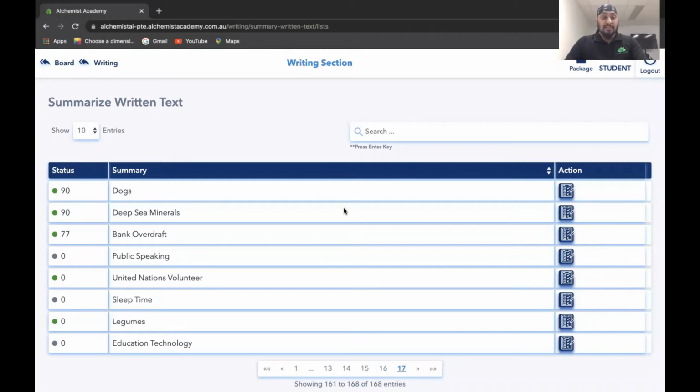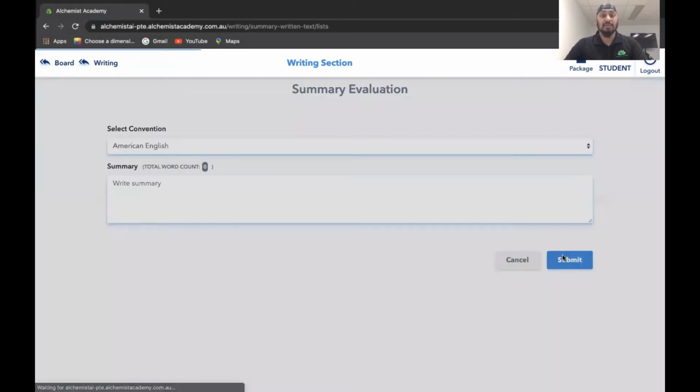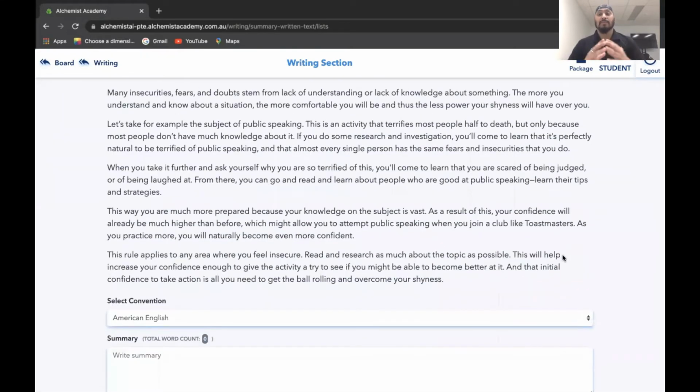All right, everyone. So let's start with the fourth question that I was talking about, the fourth new question in summarized written text. So it's this one here. Let's start with this. Now, when I was talking about my slides, I was talking about one thing in particular, which was about skimming and scanning that helps you to identify the main idea.